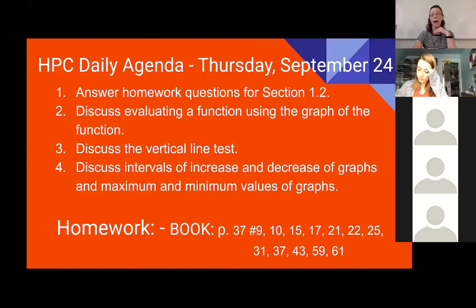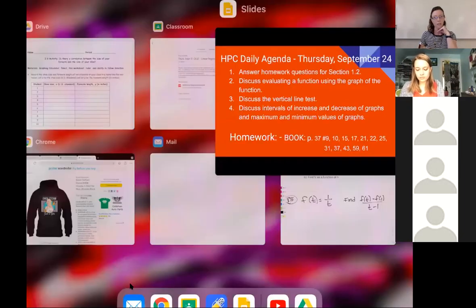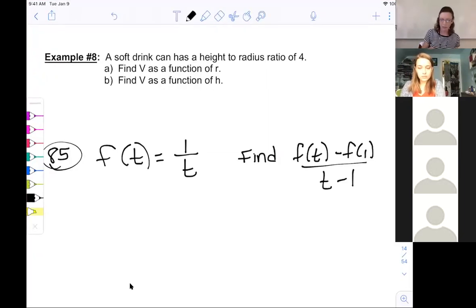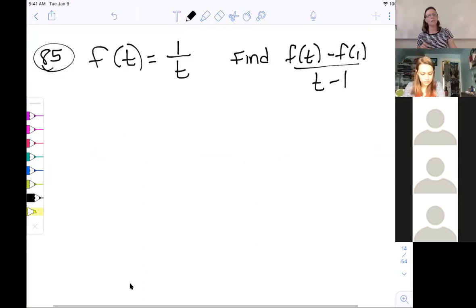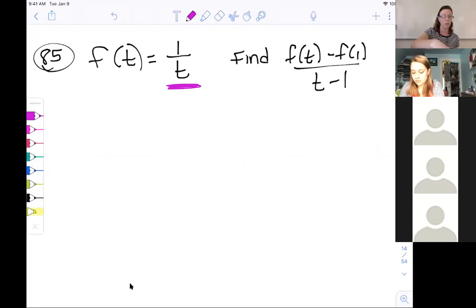Start looking at graphically what we can think about with functions, why a graph is considered a function, and intervals of increasing and decreasing. So this is what 8.5 looked like. It gave us the function f of t equals 1 over t. The important thing to remember is that we have to use the function and plug things into the function.